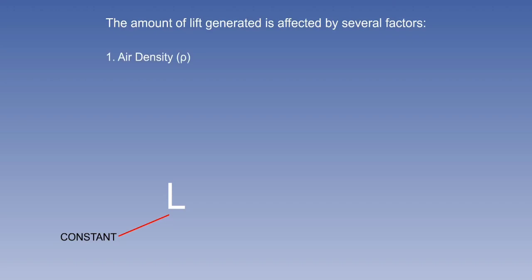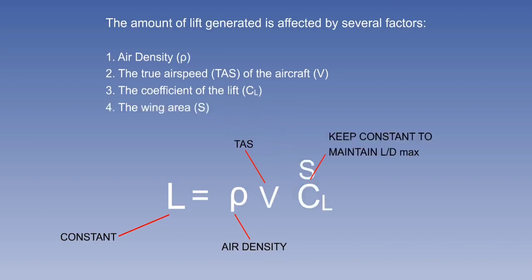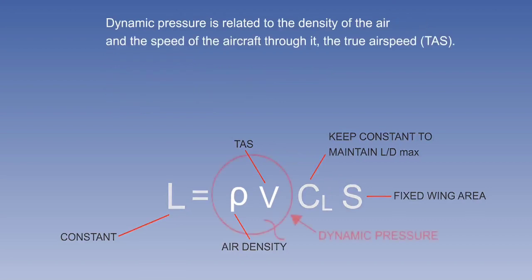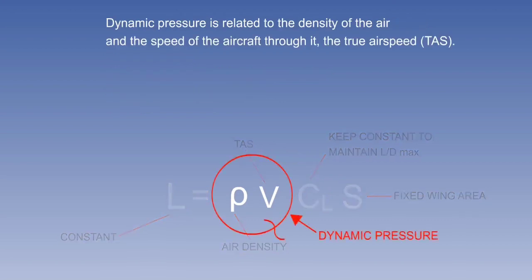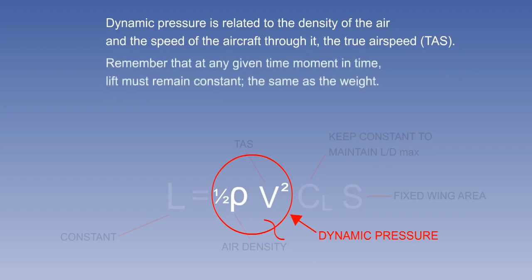First, air density, denoted by the symbol ρ. Next, the aircraft's true airspeed, or TAS, enters the equation as v. The next factor is the coefficient of lift. The final factor is the wing area. Dynamic pressure depends on air density and TAS, and is related to the kinetic energy of the airflow. So the formula is based on half the density and the square of the TAS. Remember that for straight and level flight, lift must remain constant.